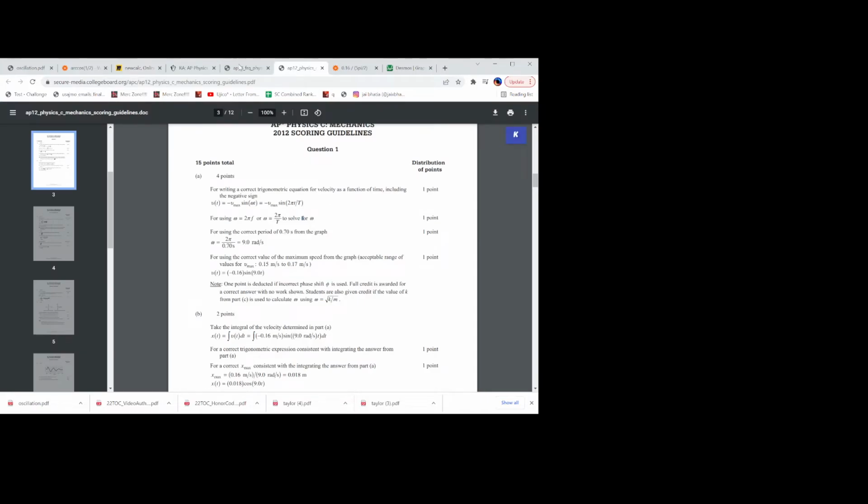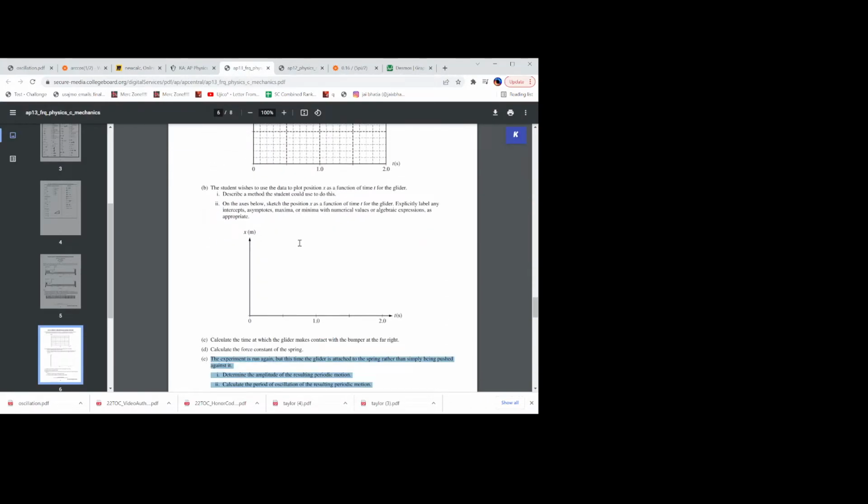What did it ask us to do for part B? Solve for x of t. Oh, graph x of t.